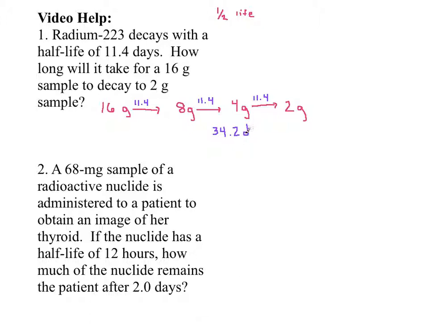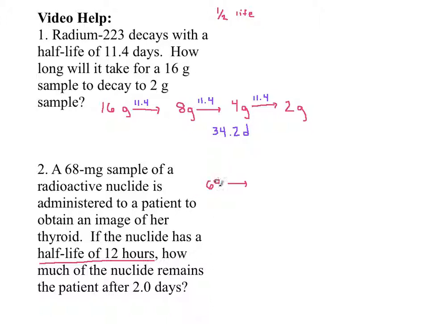Alright? For this next one, it tells me I have 68 milligrams. The nuclide has a half-life of 12 hours. How much of it is going to remain after 2 days? Remember, again, I'm wanting to determine how many half-lives have occurred. Each half-life for this compound is 12 hours. So if I'm dealing with 2 days, and I'm just going to draw arrows here, this is 12 hours, so this is 1 half-life going from 68 to whatever it's going to become.